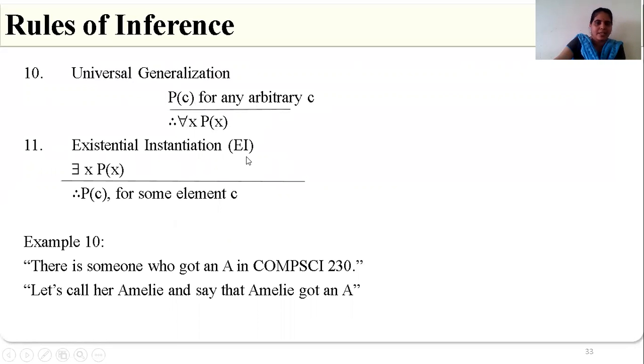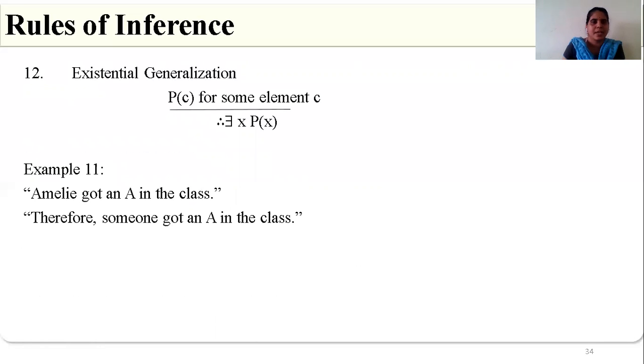Similarly, existential instantiation, that is, there exists an x P of x, then P of c for some element c. That is, there is someone who got an A in computer science. Let's call her by a name and say that she got an A. Next, existential generalization, that is, P of c for some element c, then there exists x P of x. That means she got an A in the class, therefore someone got an A in the class.